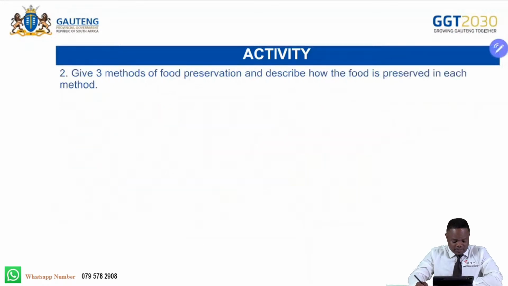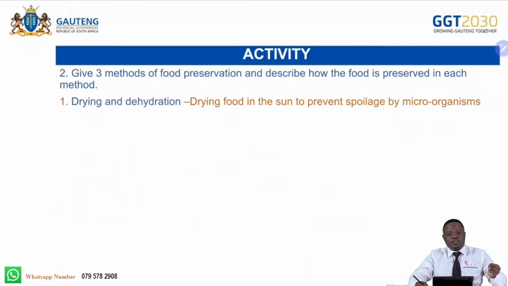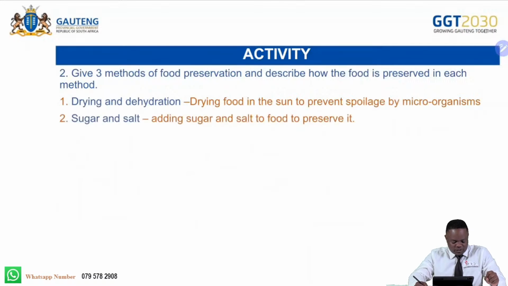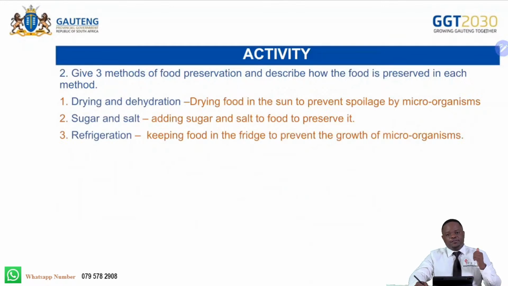Right. And then the next part, the methods of food preservation, and describe how the food is preserved. So there is a whole number that you can mention. We mentioned drying. Think of biltong, which we do to our meat. You can even dry nuts, peanuts, and onions and other foodstuffs. And then we have sugaring and salting, which we said does not allow the microorganisms to develop or to grow in our food. Refrigeration, we say the low temperatures, they hinder the growth of microorganisms. They reduce the rate at which they can grow.